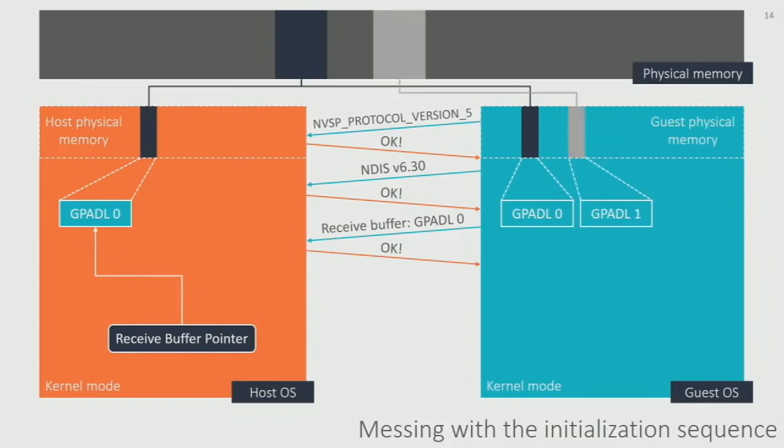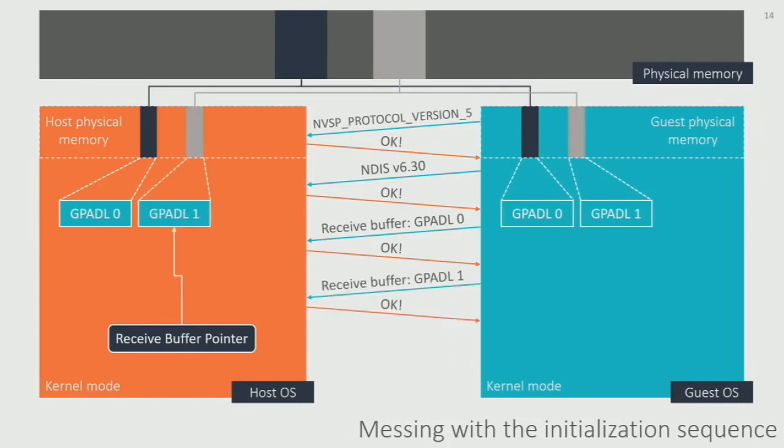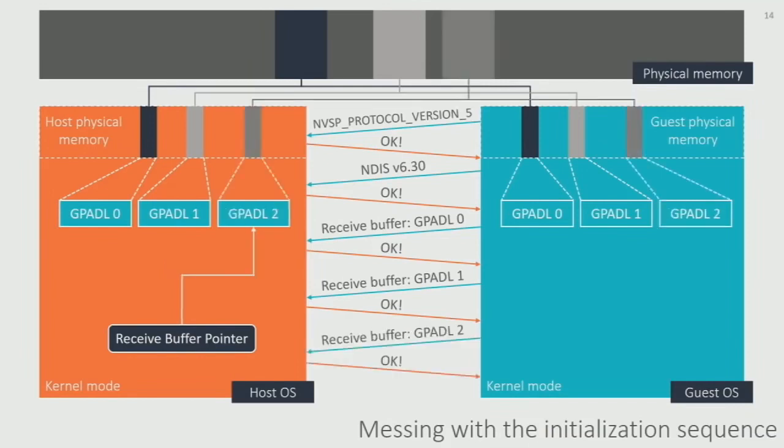After that, it's going to do a second GPADL, and instead of sending it as a send buffer, it's going to send it as a receive buffer. And what happens here is interesting, is that the receive buffer pointer is updated, right? It now points to GPADL1 instead of GPADL0, even though we are not actually supposed to be able to have more than one receive buffer. In fact, there's no longer any reference to the old GPADL0 mapping in the host OS VMswitch. It's just kind of there. It's still mapped there.